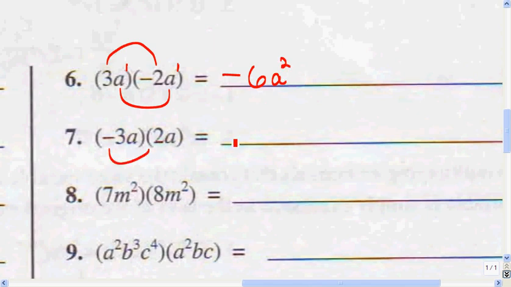Again, the signs are different, so your answer is negative. 3 times 2 is 6. And then you add the exponents again, a squared. You notice how the signs are different in both of these, and you get the same answer because they're the same variables and the same numbers, so they have the same answers.